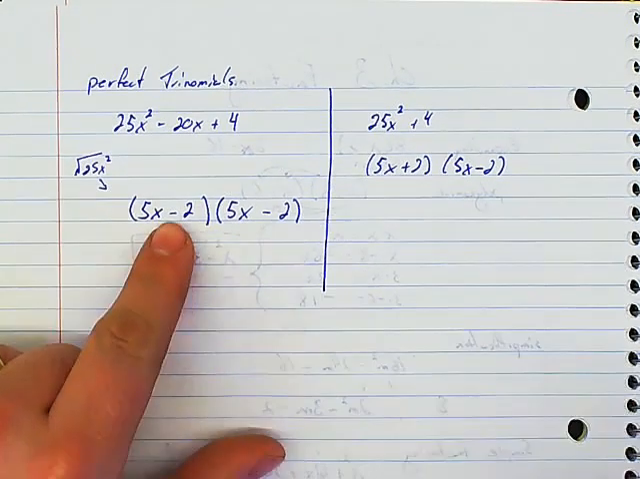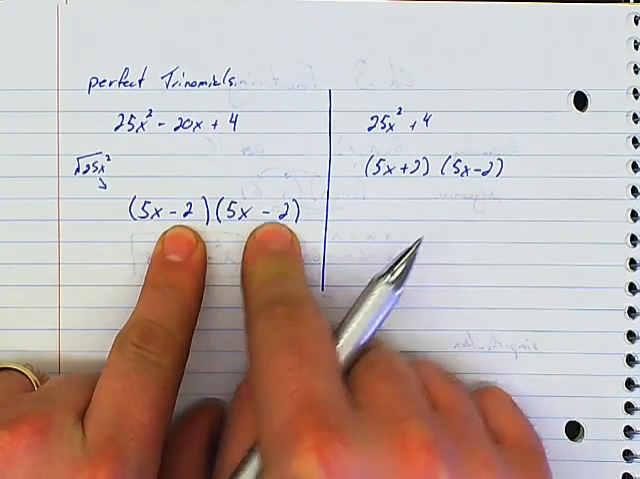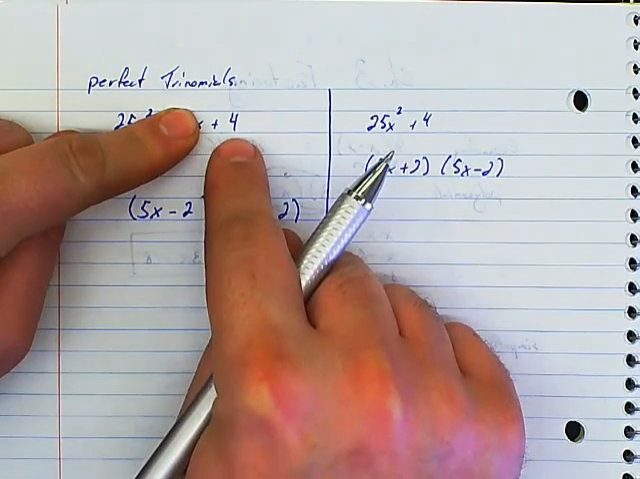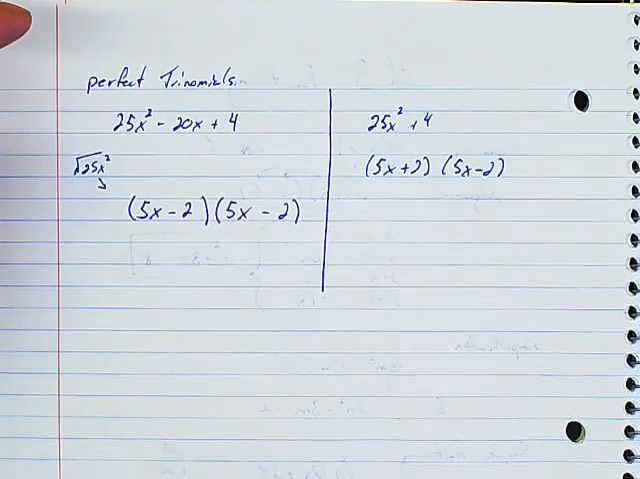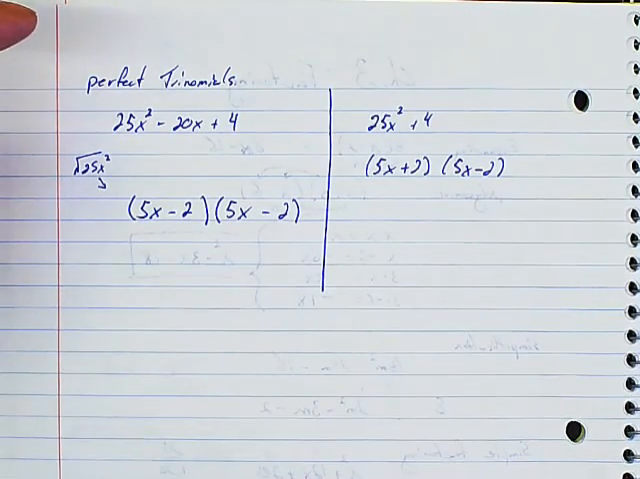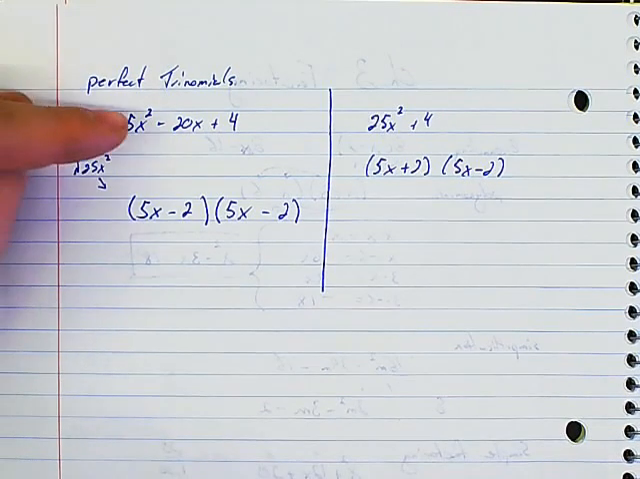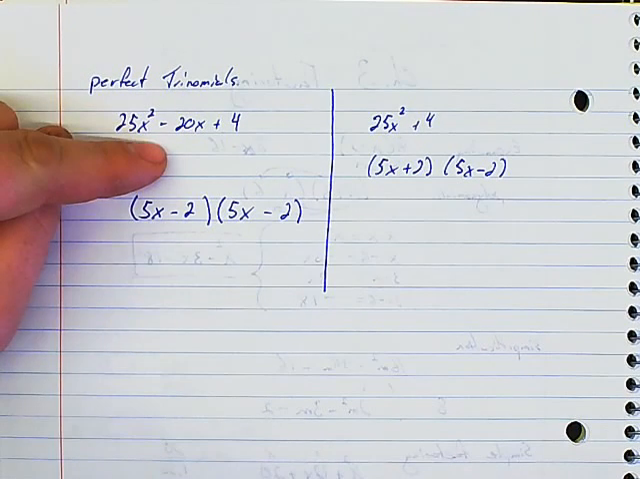Wait, so what if they were both negative? Would it be a positive or a negative? I do not believe it's possible, because you'd have a negative times a negative at the last end, so you couldn't get the negative number. Okay, well, what if they were both positive? Would it be positive, positive?